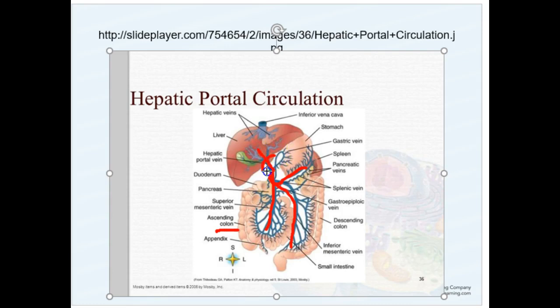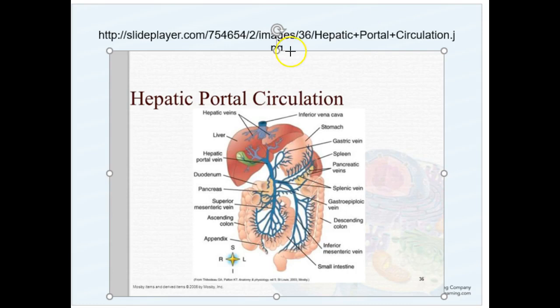So this vessel is called the portal vein. And the entire portal circulation, all those blood vessels that come from the intestines and the spleen and the stomach, dump all that nutrient-rich blood into the liver. This is the hepatic portal circulation.